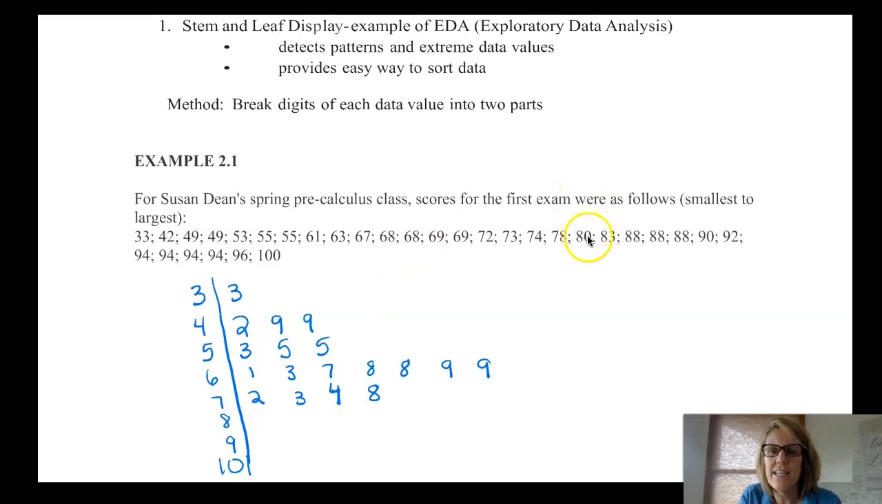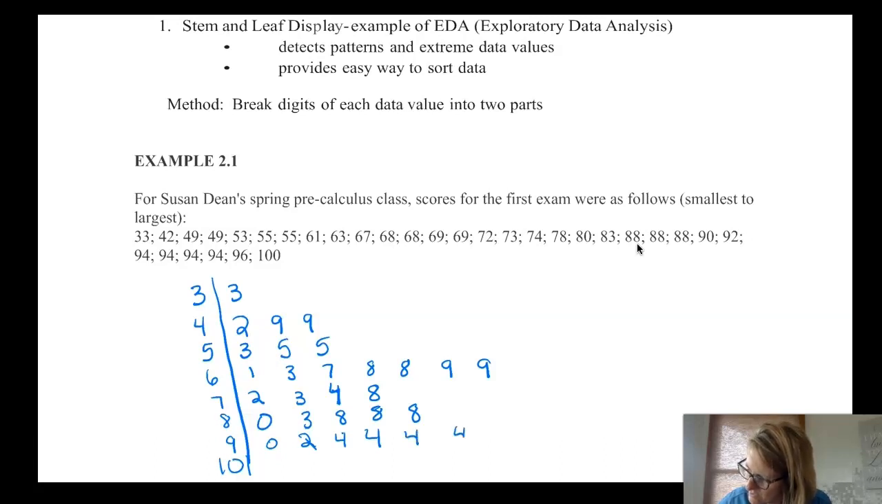Let's look at the 80s. 80, 83, 88. Looks like we have 3 88s, right? And then we have 90, 92, 94, 94, 94, 94, and 96, and then we have 100. Okay, so this is our stem and leaf display.